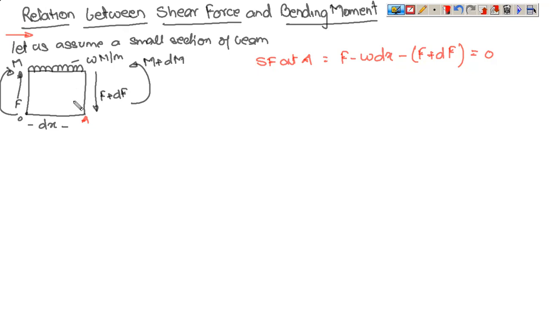So this has to be equal to 0, the system is in equilibrium. So you have F minus W dx minus (F plus dF) is equal to 0. So this F and F, they cancel out each other. So you have dF is equal to minus W dx. So this can be written as dF by dx is equal to minus W.